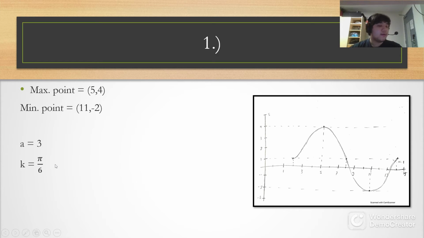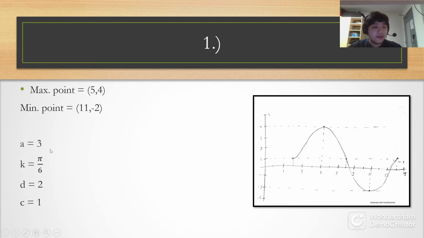Now, we can move on to the vertical and horizontal shift. D, as the horizontal shift, will be 2, since the graph starts at 2, 1, as you can see. And the C, as the vertical shift, will be 1, since the midpoint is at y equals 1. Yeah, sorry, I stuttered there for a second.